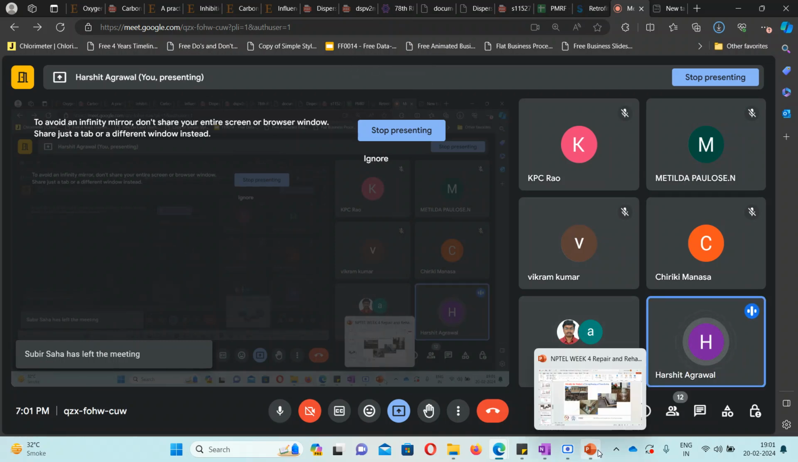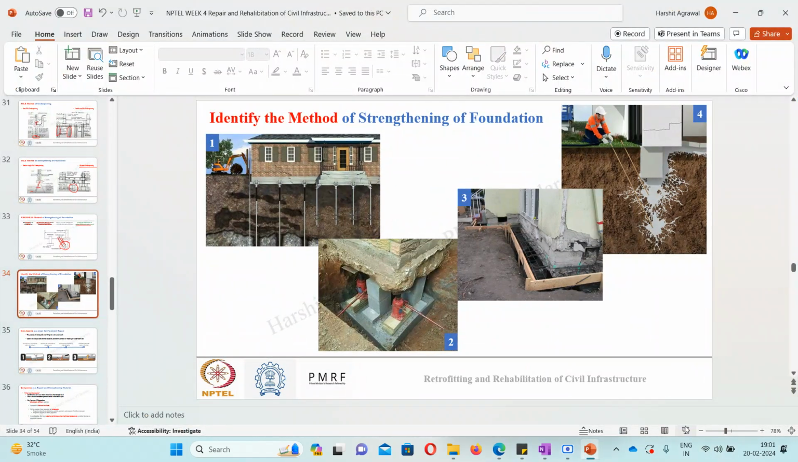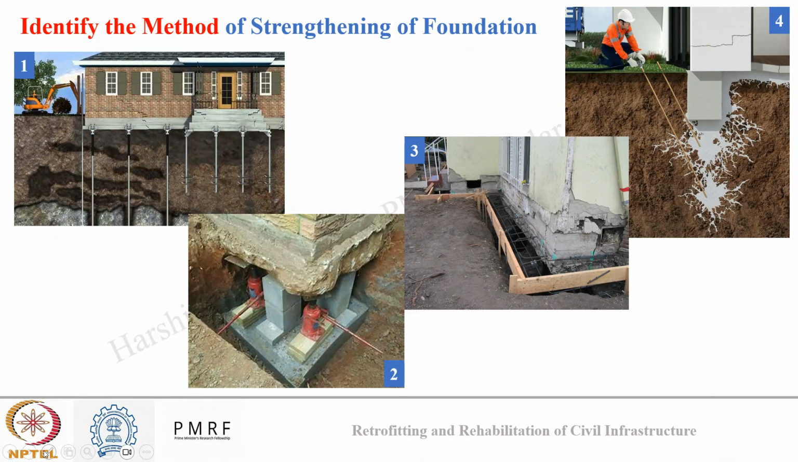Let's see the answers now. In the first image, we can see underpinning is being done. Pile method of underpinning, we can say. How? Because there was an existing footing. Several cracks in the footing were observed. Maybe the functionality of the house and the load in the house had increased.